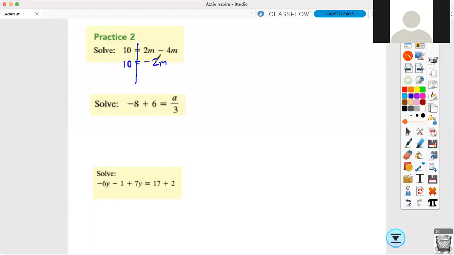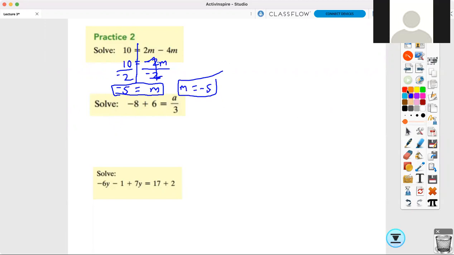Now we gotta get m by itself. Since they're multiplying, we're gonna have to divide negative 2 on both sides. This gives us a 1. So then we get m equals 10 divided by negative 2, which is negative 5. And we're done. Now you could check your answer too. This is a practice problem, so I recommend you do so.